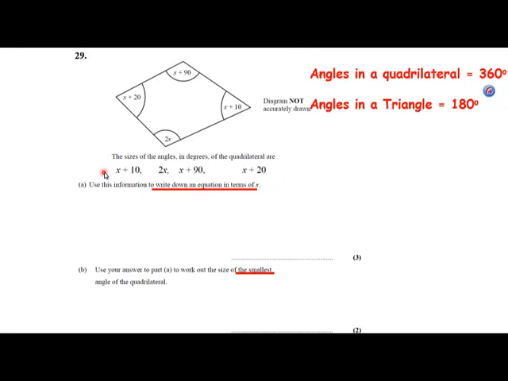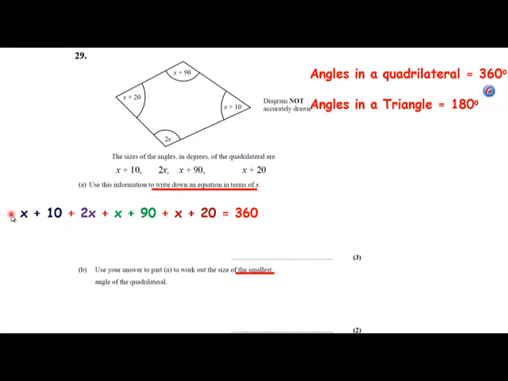So if I add these four angles, remember they're not numbers, they're algebraic expressions, they should add up to 360. So let's look at that. If I add the first one, x plus 10, to the second, 2x, to the third, x plus 90, and then x plus 20, they should all add up to 360. I've done them in different colors so you can see the angles. It's identical to those given up there. And they add up to 360.